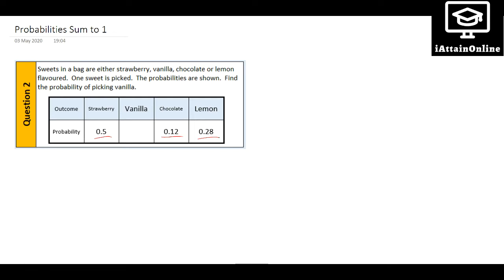Sweets in a bag are either strawberry, vanilla, chocolate or lemon. We need to find out the probability that it's vanilla if one is picked. So when you do these questions, it's really, really important to line up your units, tenths and hundredths when you add them up. A lot of people just see that 5 after the decimal point, the 12 and the 28, so they would just do 5 plus 12 plus 28 and put those digits after a decimal point.